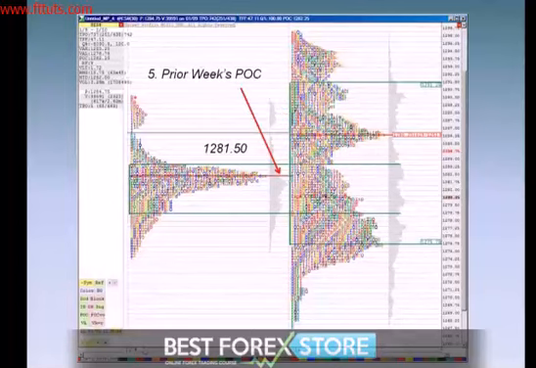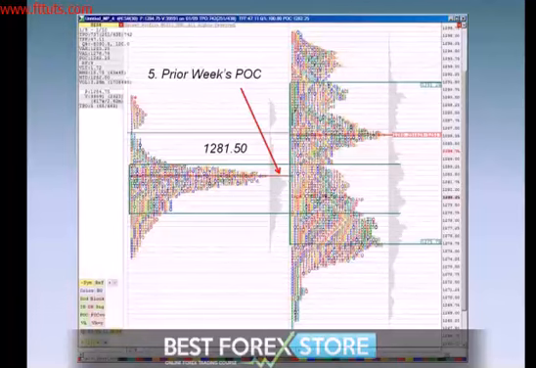And by the same token, we also want to look at the prior week's POC, the point of control for the preceding week. And we already have spent a little bit of time highlighting the importance of all of these points of control. These points of control are very important because they are really the areas where traders have spent the most time. It tells us that the market felt comfortable at this level.